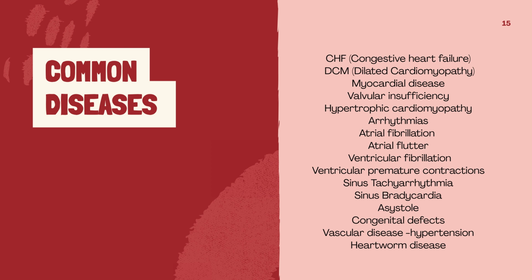Anyways, we have congestive heart failure, dilated cardiomyopathy, myocardial disease, valvular insufficiency, hypertrophic cardiomyopathy, arrhythmias, atrial fibrillation, atrial flutter, ventricular fibrillation, ventricular premature contractions, sinus tachyarrhythmia, sinus bradycardia, asystole, congenital defects, vascular disease, which can cause hypertension, and finally, heartworm.